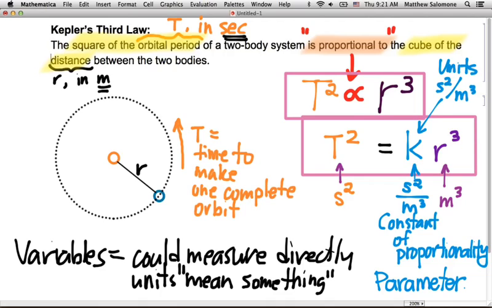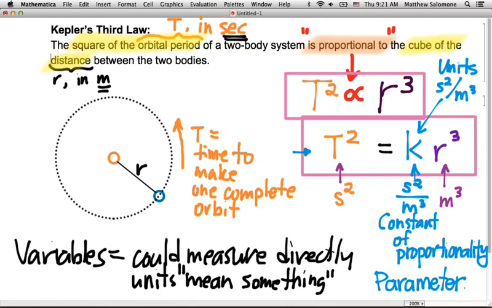So now we've unpacked this sentence into an equation. Kepler's third law can be formulated with an equation that looks like T squared is equal to k times r cubed. T and r are things that we could measure. K, on the other hand, who knows? We would have to get that from somewhere. We would have to use some observational data in order to give us a value for k.